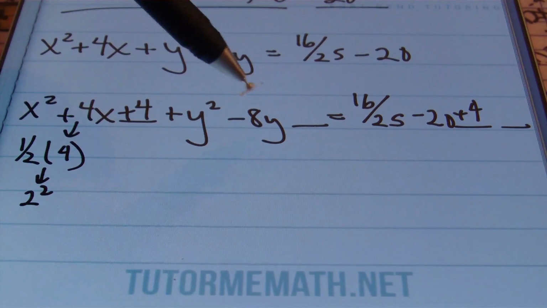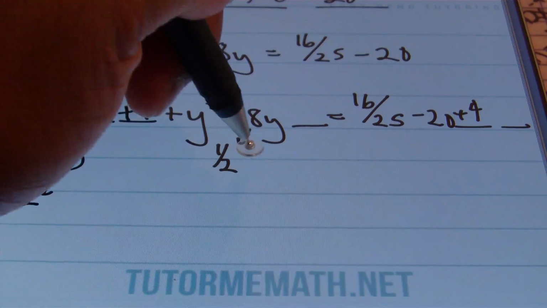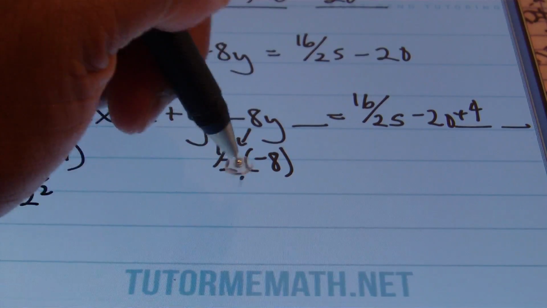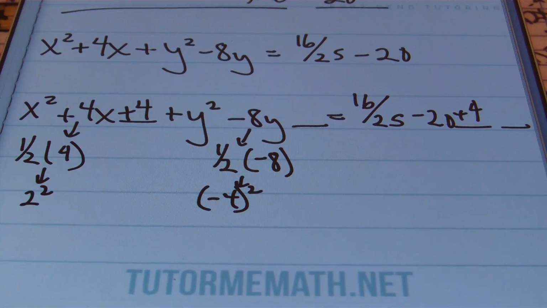The middle coefficient is negative 8. So go ahead and take half of that. Take half of negative 8, please. There you go. It's negative 4. And go ahead and square the negative 4.